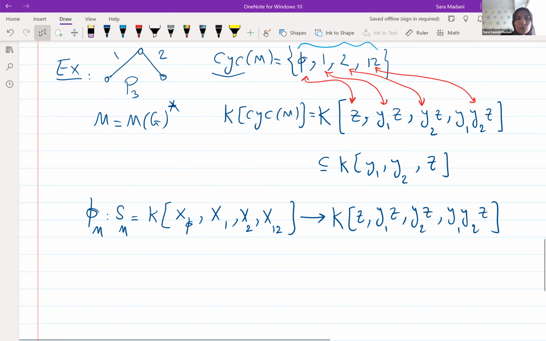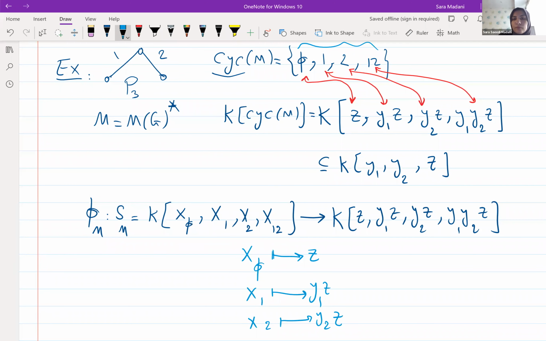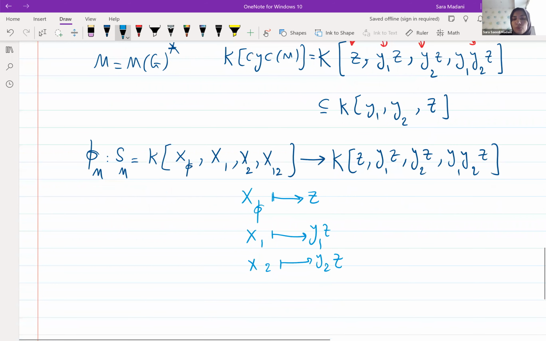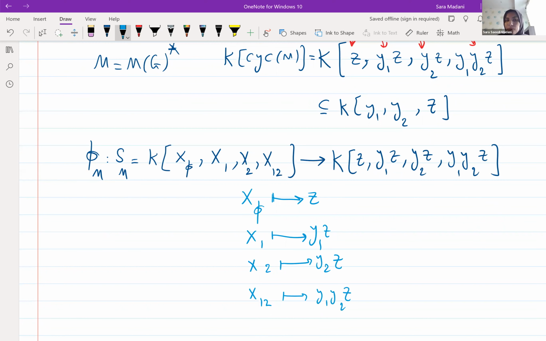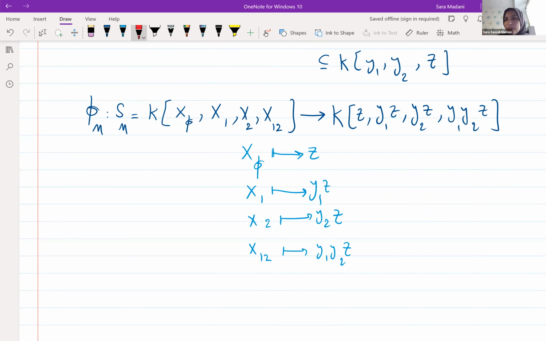And we saw that this map works in this way. It sends the indeterminate attached to one cycle to the corresponding monomial. So X empty comes from the empty cycle, so it is sent to Z, X1 to Y1 Z, X2 to Y2 Z, and finally X12 to Y1 Y2 Z. So this is also the homomorphism phi M. And for the cycle ideal, we need to compute the kernel of this map. For the moment, let us see if we see a candidate of an element of the kernel.